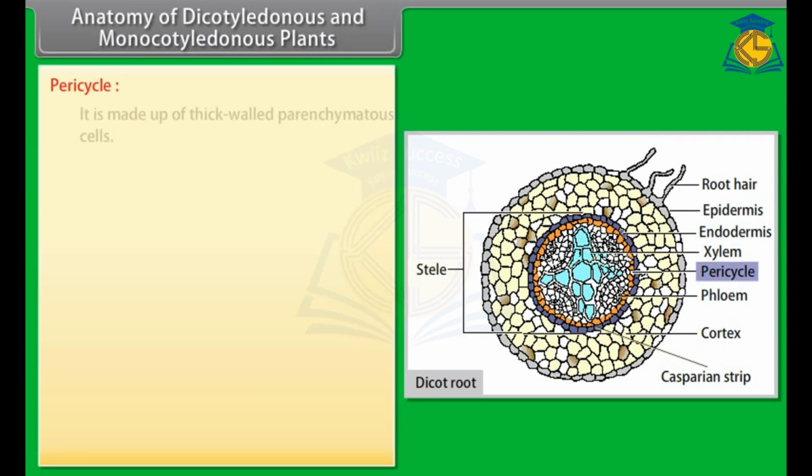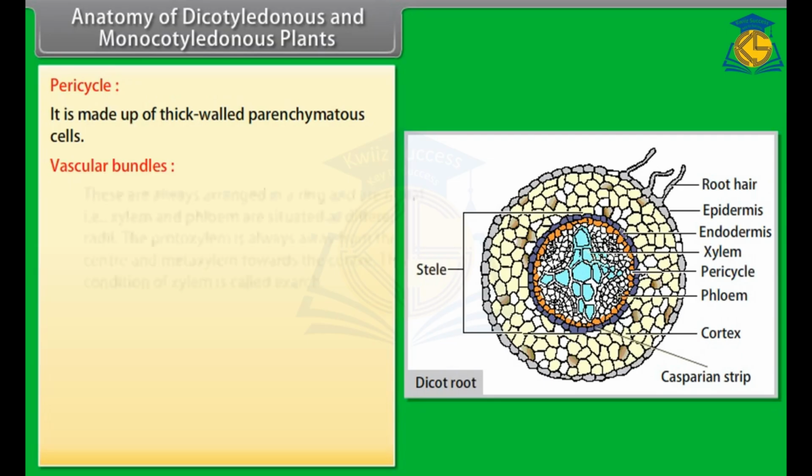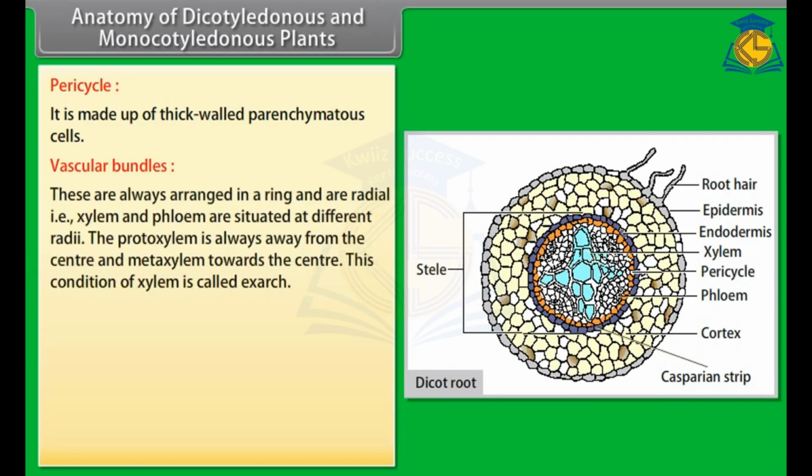Pericycle. It is made up of thick-walled parenchymatous cells. Vascular bundles. These are always arranged in a ring and are radial, that is, xylem and phloem are situated at different radii. The protoxylem is always away from the center and the metaxylem towards the center. This condition of xylem is called exarch.